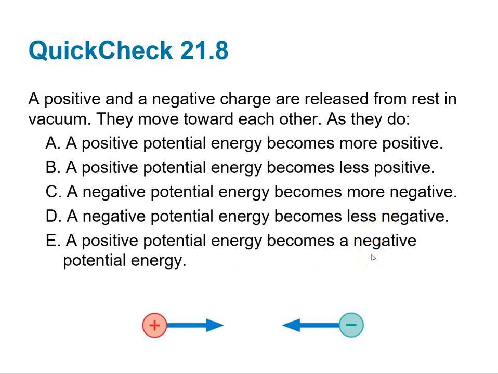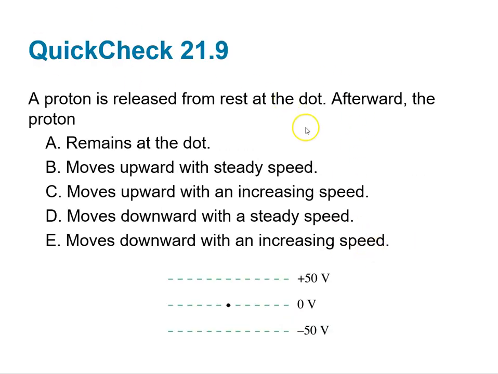A positive and a negative charge, we're going to skip this one for right now. A proton is released from rest at the dot. So it's a proton. A proton has a positive charge. A proton is going to spontaneously move in a direction that lowers its potential energy. So it is going to move toward the negative potential. And as it moves downward, its speed is going to increase and its potential energy is going to decrease. So the answer is going to be E. It's going to move downward with an increasing speed.